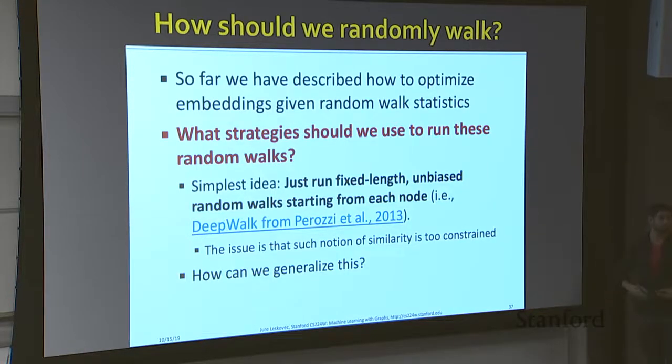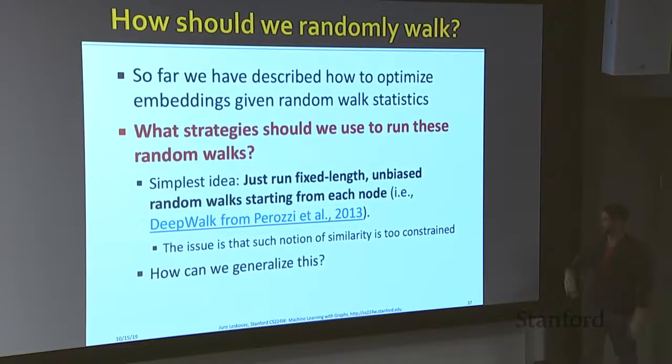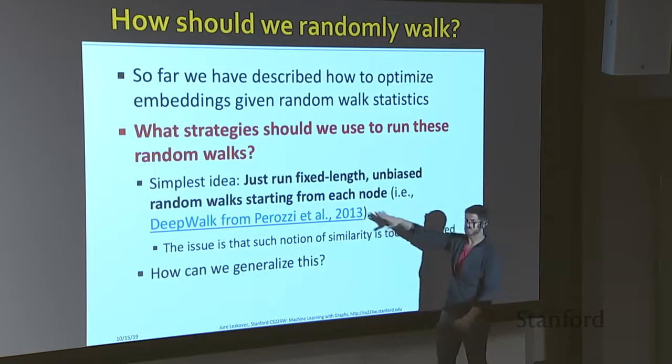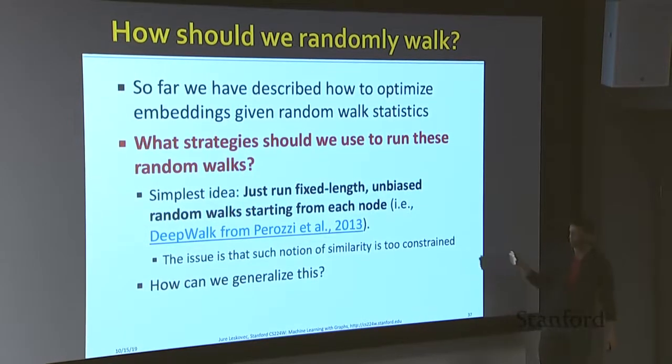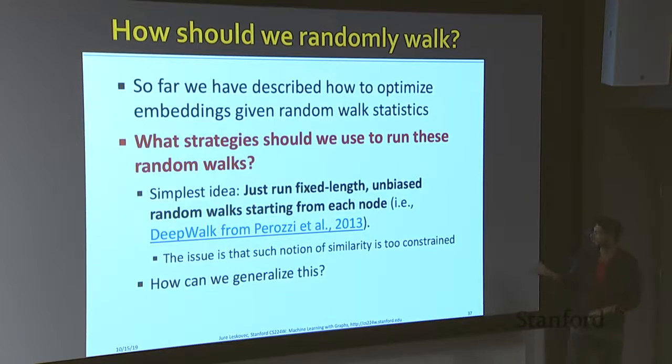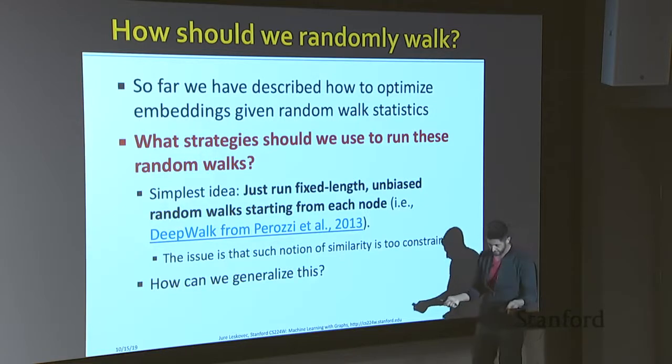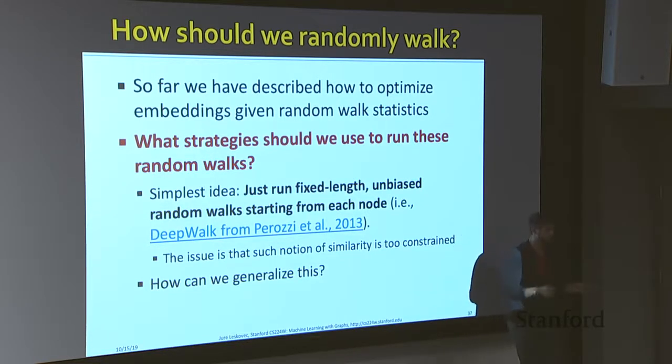So how shall we perform these random walks? What we have seen up to now is DeepWalk. It's the simplest possible idea, where we just run fixed length unbiased random walks starting from each node. The issue is that here the notion of similarity is very much constrained, because these random walks pretty much all behave the same. There is this fixed length factor which doesn't allow you to go and explore other sides of the graph. So say if there are two nodes that have a similar structural role in the graph but they're very far away, you will never be able to capture the similarity, given that the length of your random walk is fixed.